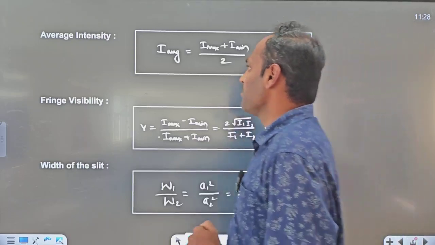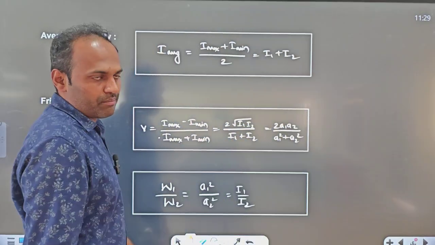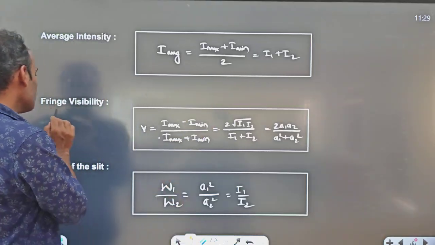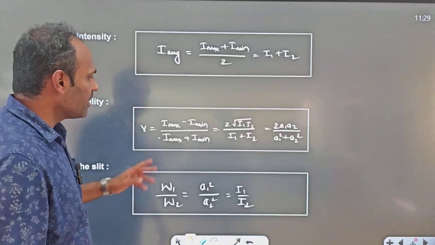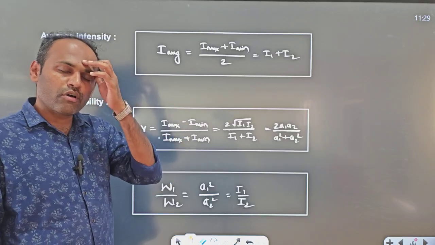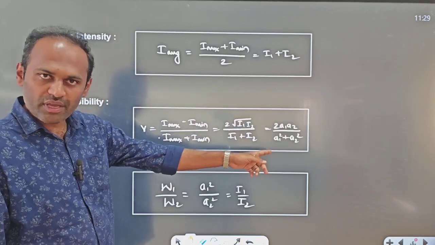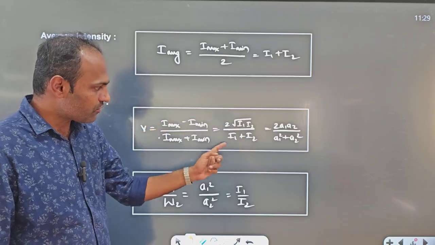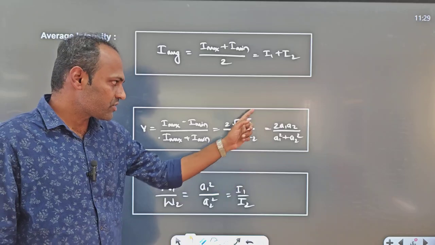Next, average intensity. Average intensity is the average of maximum intensity plus minimum intensity divided by 2, or I1 plus I2. Fringe visibility. Fringe visibility is given by I max minus I min divided by I max plus I min, or 2 root I1 I2 divided by I1 plus I2, or 2 A1 into A2 divided by A1 square plus A2 square. In terms of maximum and minimum intensity, in terms of intensity of first wave and second wave, in terms of amplitude of first wave and second wave.